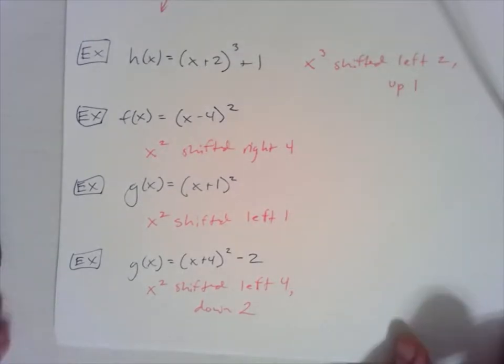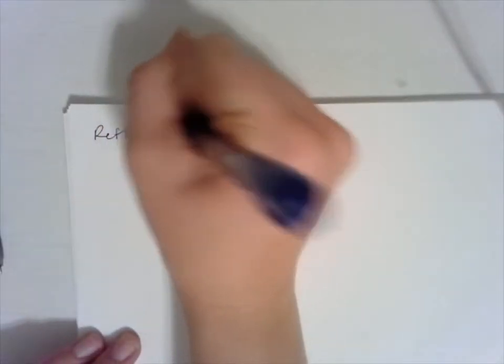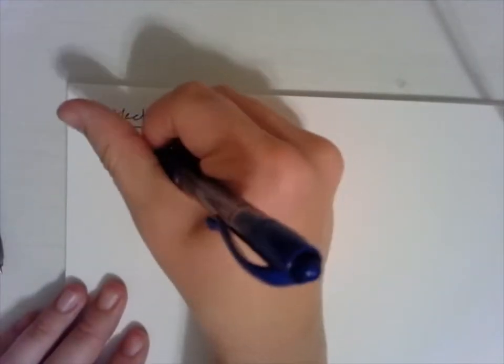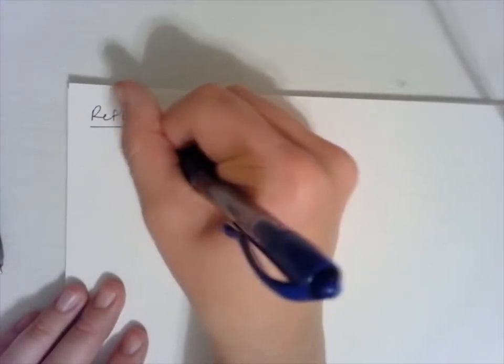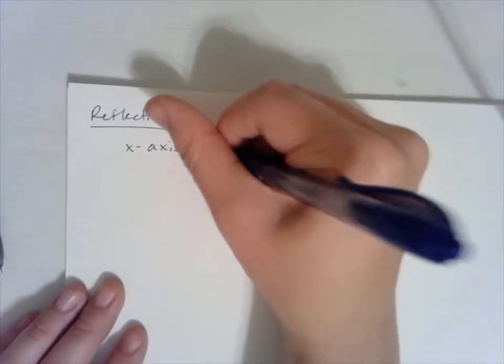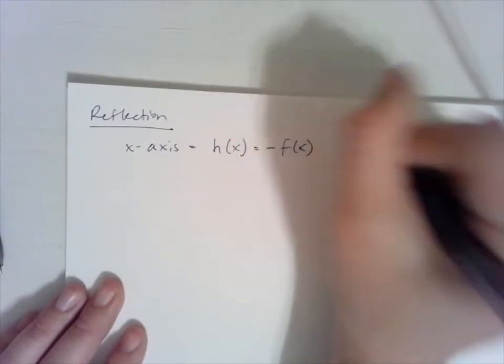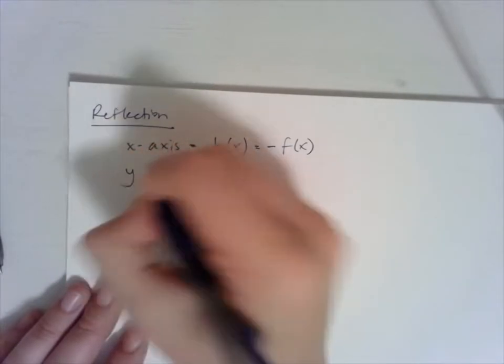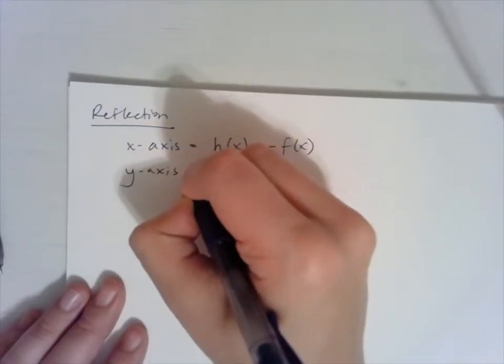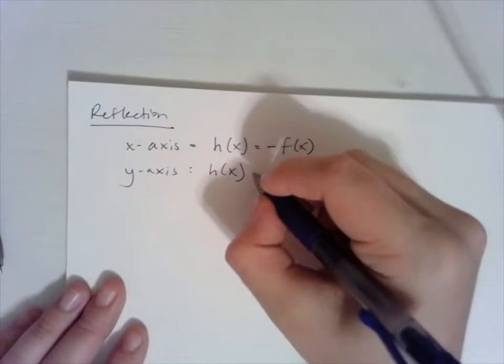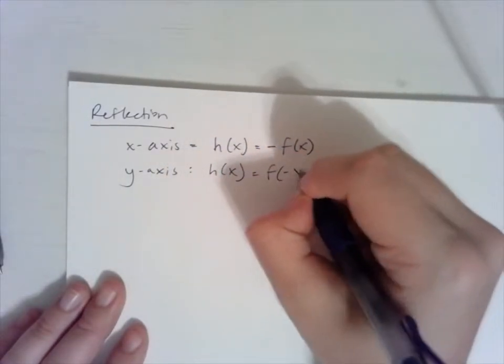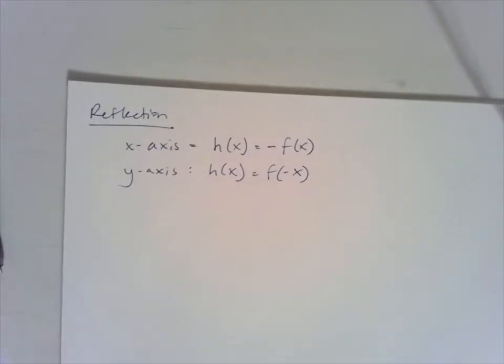Let's talk about reflections. So, good rule of thumb. We have a reflection over the x-axis if our function is a negative of our parent function, and we have a reflection over the y-axis if our function is f of negative x. Not a whole negative function, but the value inside the parentheses is negative. Alright, so let's take a look at different kinds of examples.